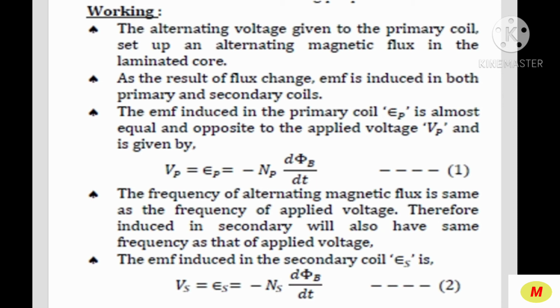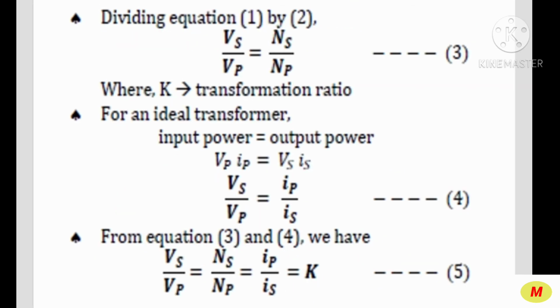Therefore, the EMF induced in the secondary coil epsilon S can be written as Vs is equal to epsilon S is equal to minus Ns into d phi b by dt. This is equation number 2. Dividing equation 1 by the equation 2, we will get Vs by Vp is equal to Ns by Np. This is equation number 3, where capital K is known as transformation ratio.